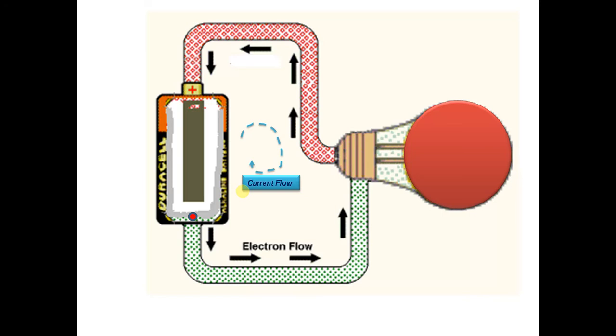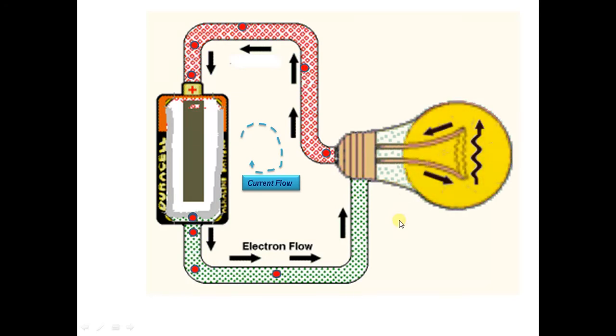Now let's see how it works. See, the electrons are flowing from the negative terminal to the positive terminal. Meanwhile it is glowing up the LED, right? So this is how our circuit works.